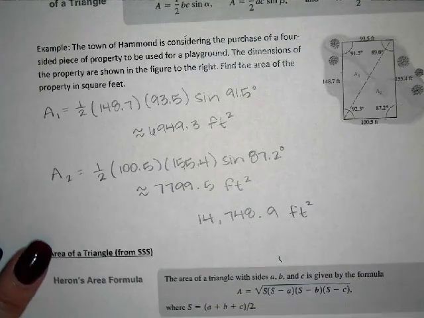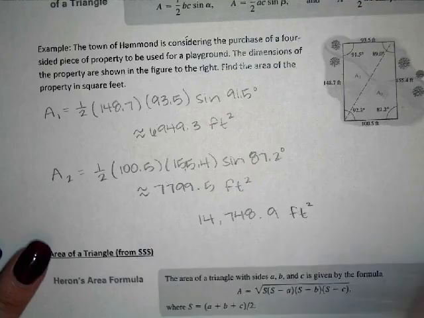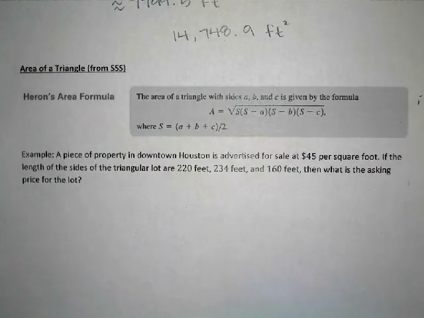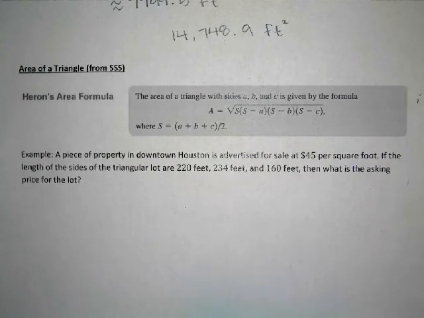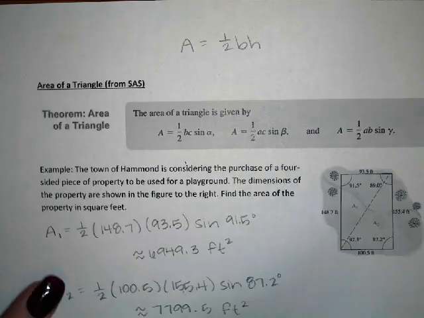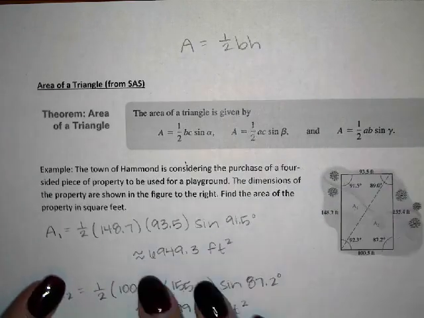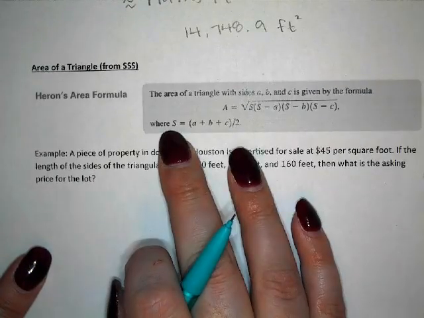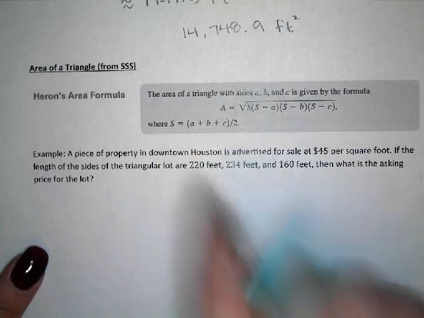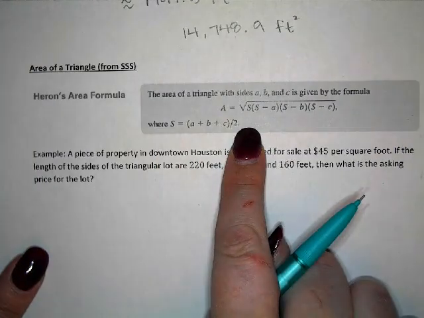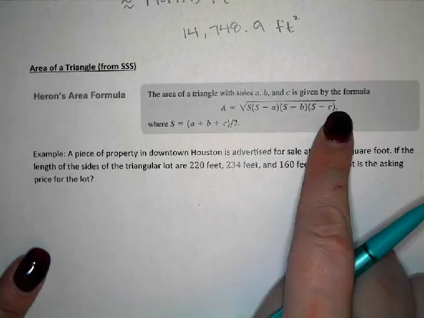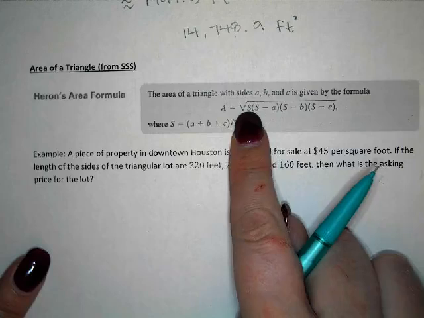Okay. Then we have a formula that works if you only have the side lengths of the triangle. While the last formula doesn't really have a name, it's just another area of a triangle formula, this one does, Heron's formula. So for this one, you find S, which is like a partial perimeter. So you find the perimeter of the triangle and then divide it in half. And then you use that and plug it all back in. So that partial perimeter times the partial perimeter minus the first side times the partial perimeter minus the second side times the partial perimeter minus the third side.